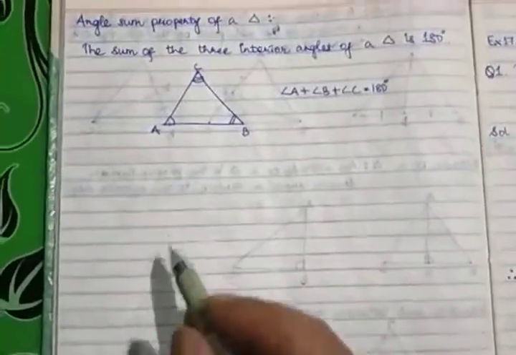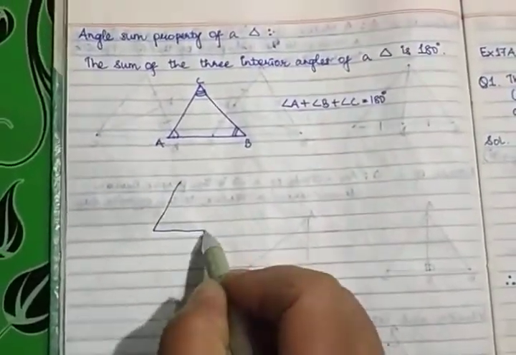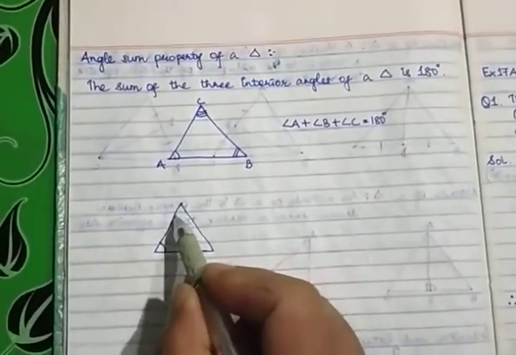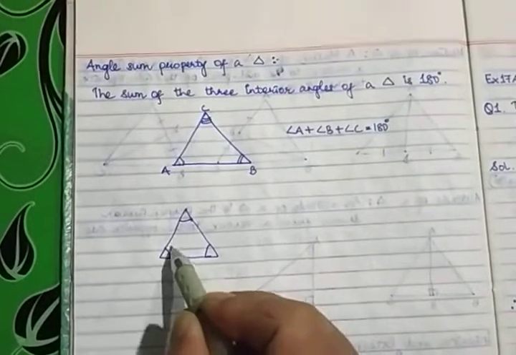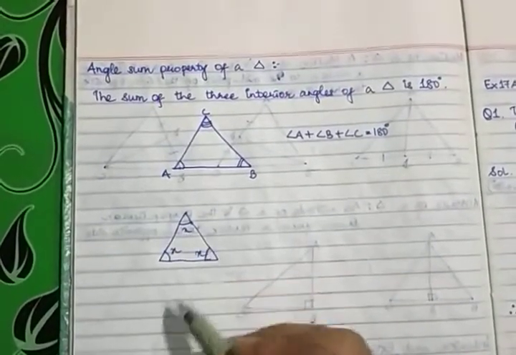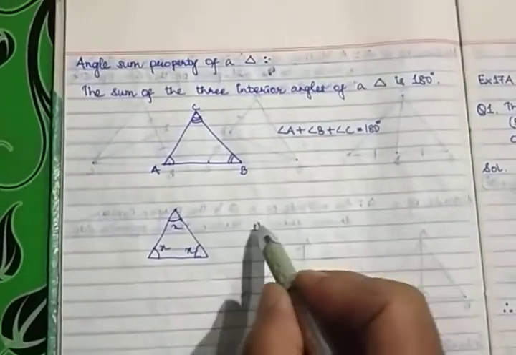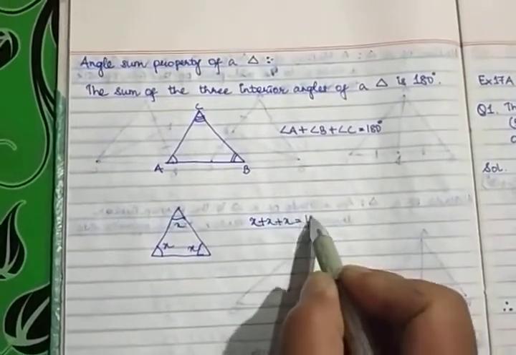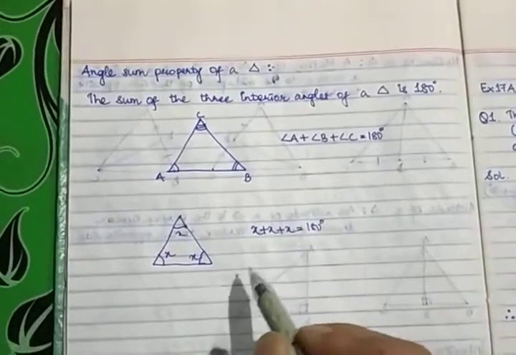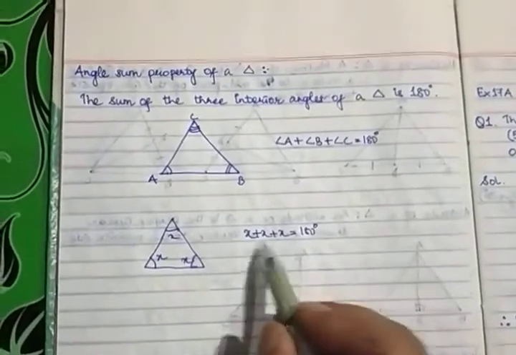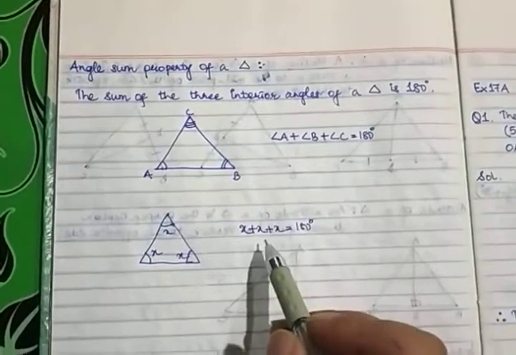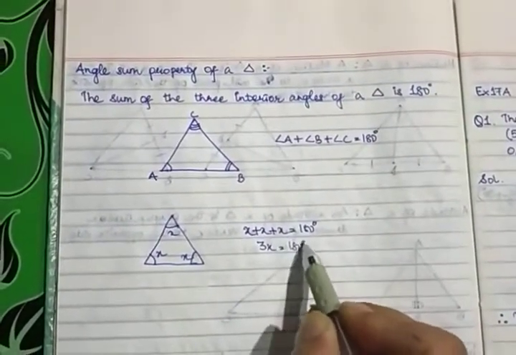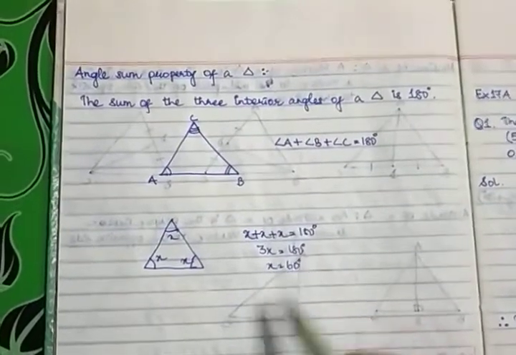Now see what we have learned in an equilateral triangle: all the three angles will also be equal, isn't it? Suppose I have assumed all the three angles as x, x and x. According to the angle sum property, when we add all the three angles, we'll get 180 degrees. So let's figure out how much the angle measures. x plus x plus x is 3x equals 180 degrees. So x will be equal to 60 degrees.